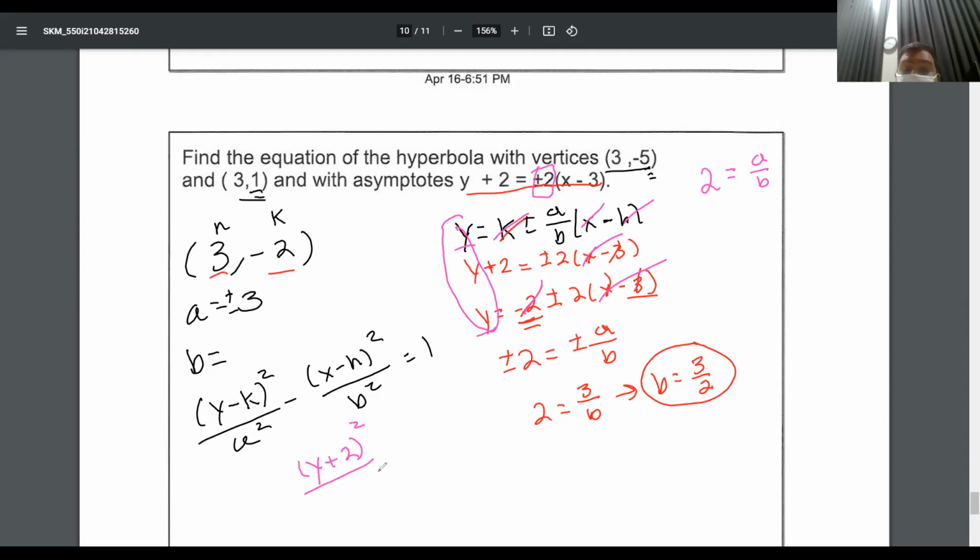So A squared, A is 3, so that's 9, minus X minus H. Oh wait, I actually know what H is. 3 squared over B squared, 9 over 4, or 2.25. Yeah, 2.25. I guess I shouldn't put fractions of fractions. Equals 1.